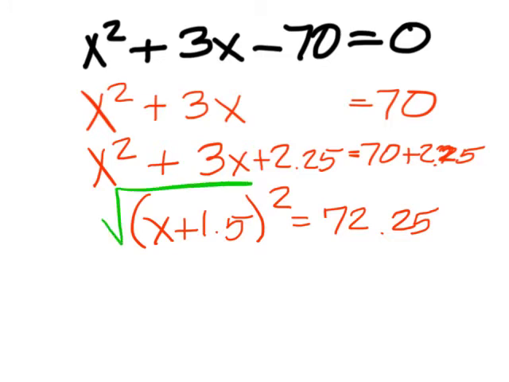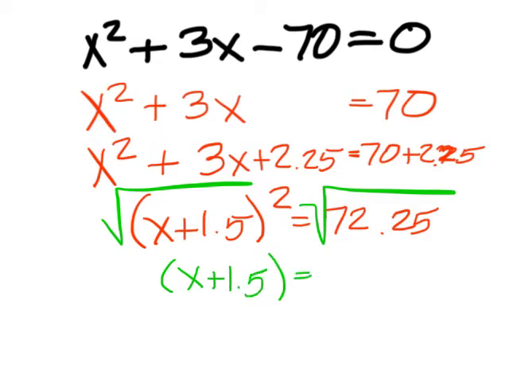The next step is the square root of both sides, which leaves you with x plus 1.5. I put parentheses in there when I did not have to. I can't go back and erase it. And then plus or minus 8.5. Now bring up the final solution, the two answers.